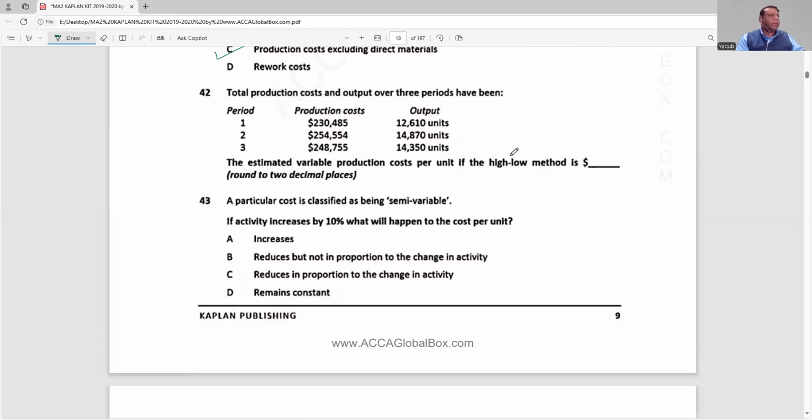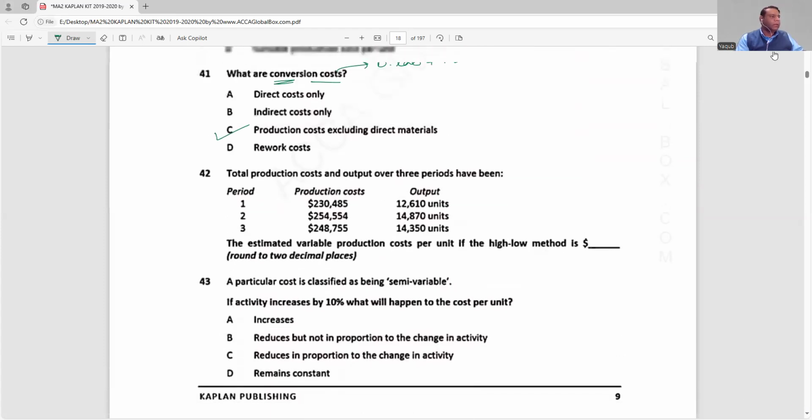Then we have total production cost and output over the period. The estimated variable production cost, or estimated production cost, if the high-low method is used. So what is the variable production cost per unit? Only step number 1 is needed: variable production cost per unit. First of all, identify the highest activity level. This one is the highest activity level.